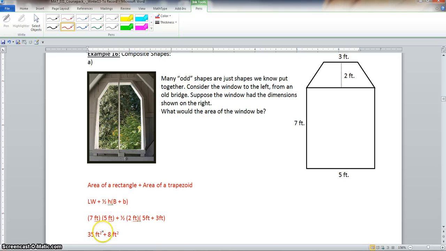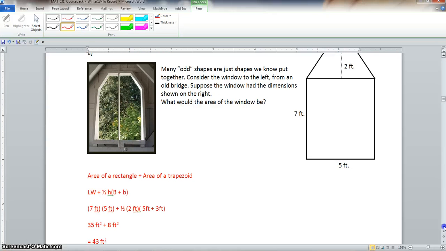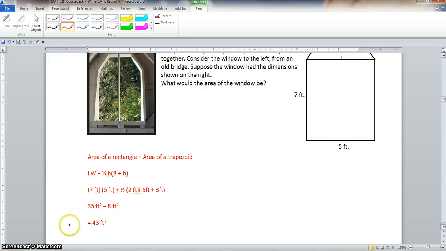So now we will have 7 times 5, which is 35 square feet, plus, now we look here, this would be half of 2, which is 1. And this would be 1 times whatever comes out of this parenthesis here, which is 5 plus 3, which is 8. So it would be 8 feet times 1 feet, which is 8 feet squared. Now, when we add the two values together, 35 feet squared plus 8 feet squared will give us 43 feet squared. And that would be the area of this composite figure.